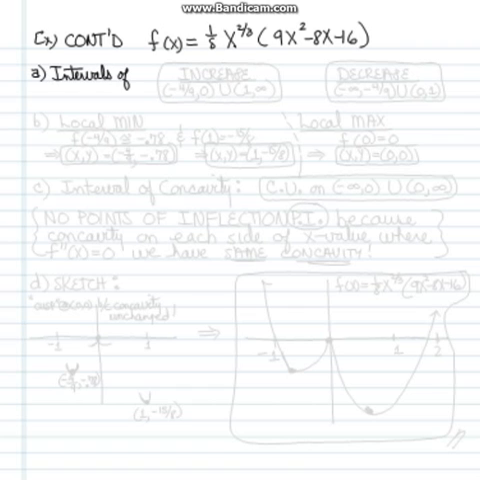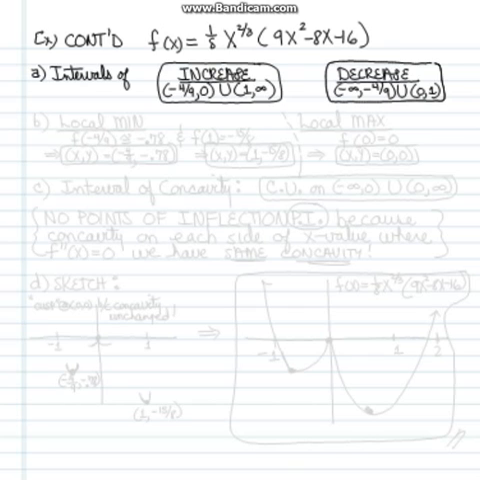Part A asks for the intervals of increase and decrease. So just look back at the graph that we had, the sine graph that we did. The intervals of increase occurred for x values from -4/9 to 0 and from 1 to infinity. The intervals of x values for decreasing function occurred from -infinity to -4/9 and again from 0 to 1.